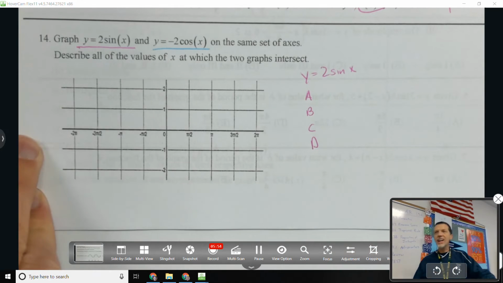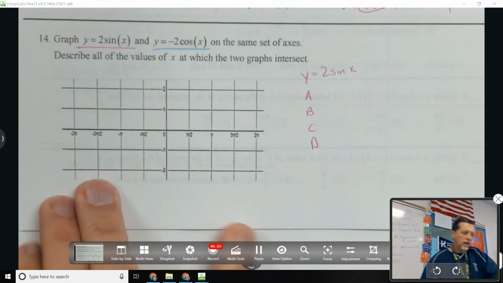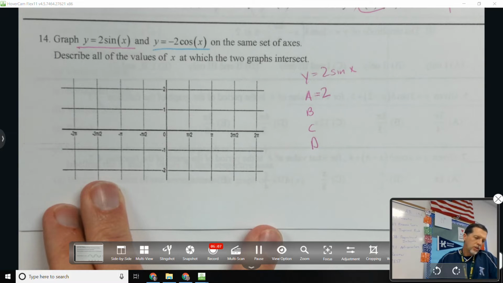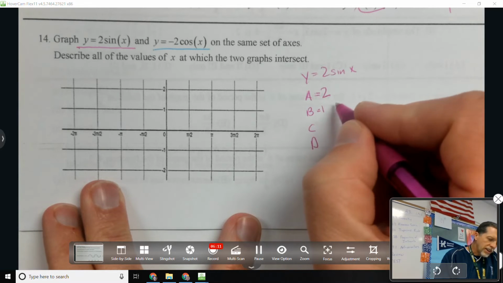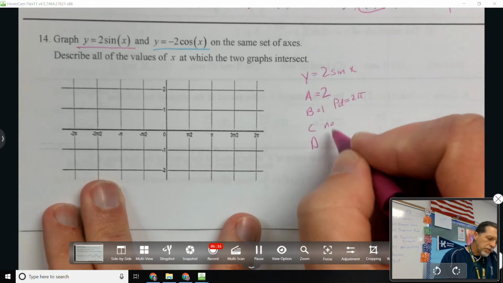Even though there's not a lot going on with ABCD, I'm going to keep graphing them all that way. That way, I'm always just going to graph them with ABCD and then use DCBA. So A is the number in front, so amplitude is 2. B affects the period. There's not a change in period, so period's 2 pi. There's no C and no D.